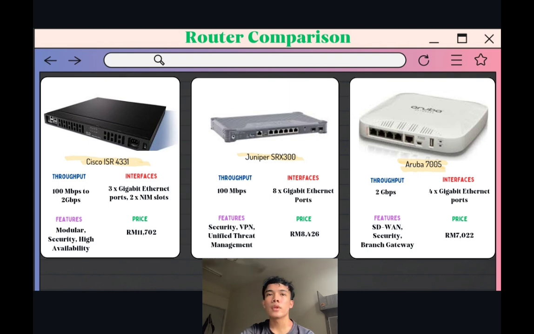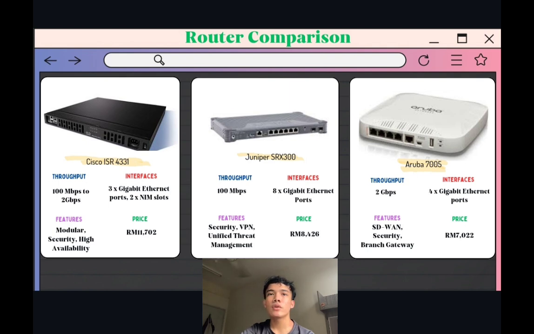For the throughput, Cisco ISR 4331 is 100 megabits per second to 2 gigabits per second. For the second one, Juniper is 100 megabits per second. And the last one is Aruba, 2 gigabits per second. The interface is 3 gigabit Ethernet ports, 2x NIM slots for Cisco ISR 4331, the Juniper 8 times gigabit Ethernet ports, and the Aruba is 4 times gigabit Ethernet ports.